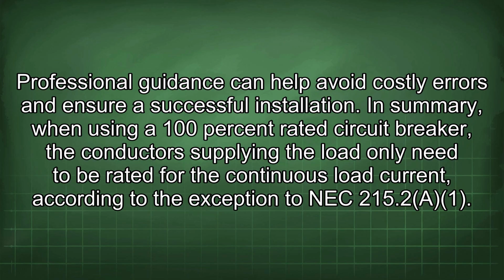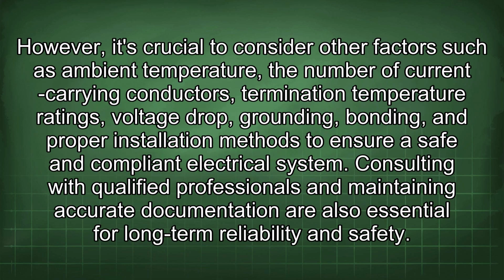In summary, when using a 100% rated circuit breaker, the conductors supplying the load only need to be rated for the continuous load current according to the exception to NEC 215.2(A)(1). However, it's crucial to consider other factors such as ambient temperature, the number of current carrying conductors, termination temperature ratings, voltage drop, grounding, bonding, and proper installation methods to ensure a safe and compliant electrical system. Consulting with qualified professionals and maintaining accurate documentation are also essential for long-term reliability and safety.